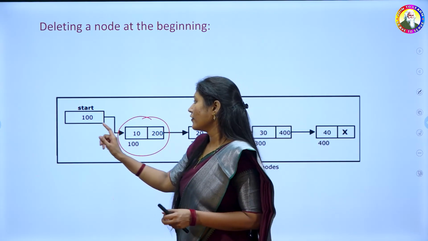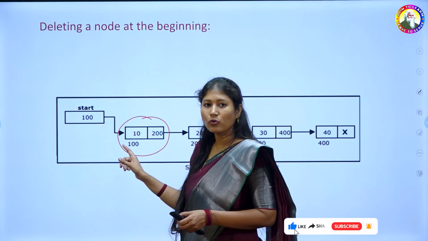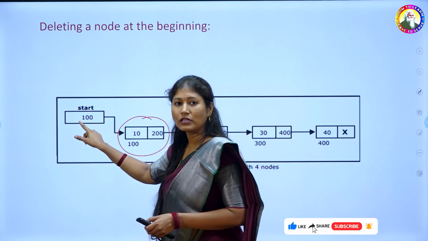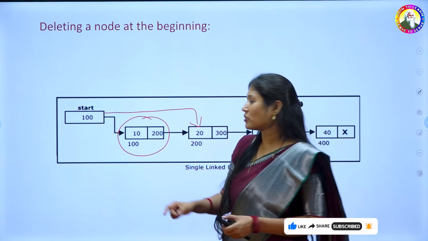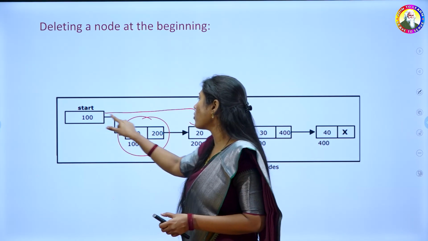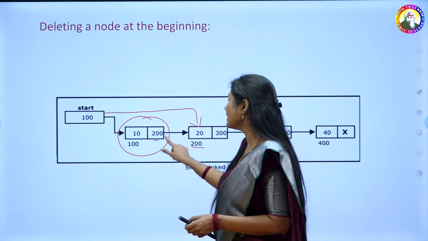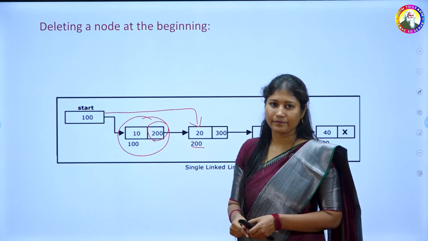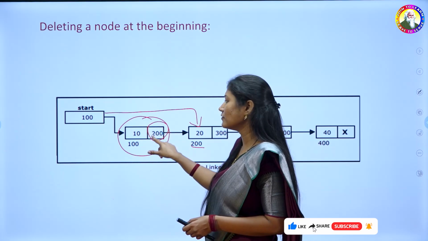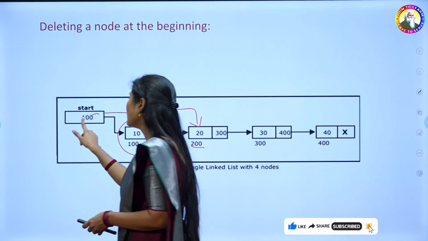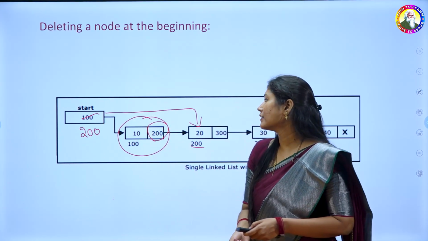If you observe this, I cannot directly delete it. What I have to do? This start pointer should point to the second one. Instead of pointing to the first one, it should point to the second element. But where is the second element's address? It is there in the first one, in the next part. In the first node's next part, I have the address. If I replace this start with the 200, then it is possible. Then I can deallocate the memory.